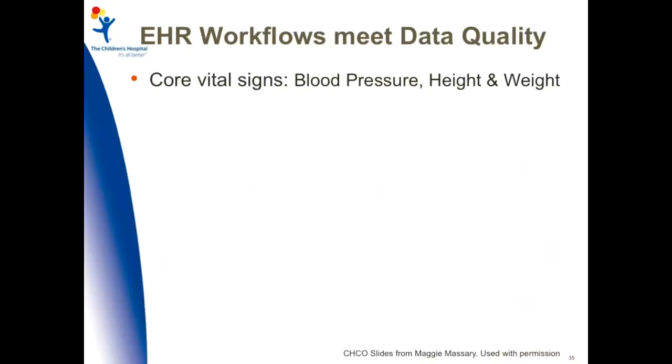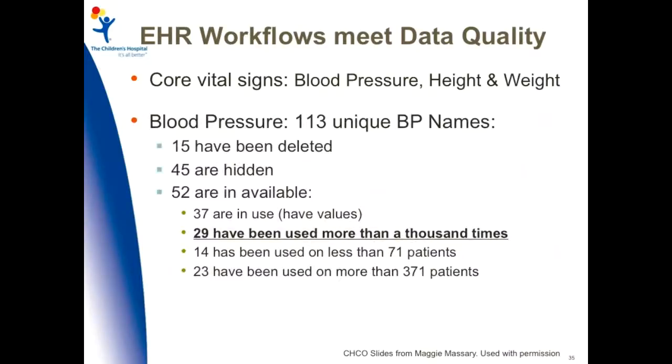These are slides that I borrowed from a colleague from Children's Hospital of Colorado, and they were looking at core vital signs, and some people might know those already. Yes, exactly. So in the Children's Hospital in Colorado, they use 113 unique names for blood pressure. Isn't that great? So many. In all fairness, only 37 of those are actually in use. And only 29 have been used more than 1,000 times. Well, that makes things much better.